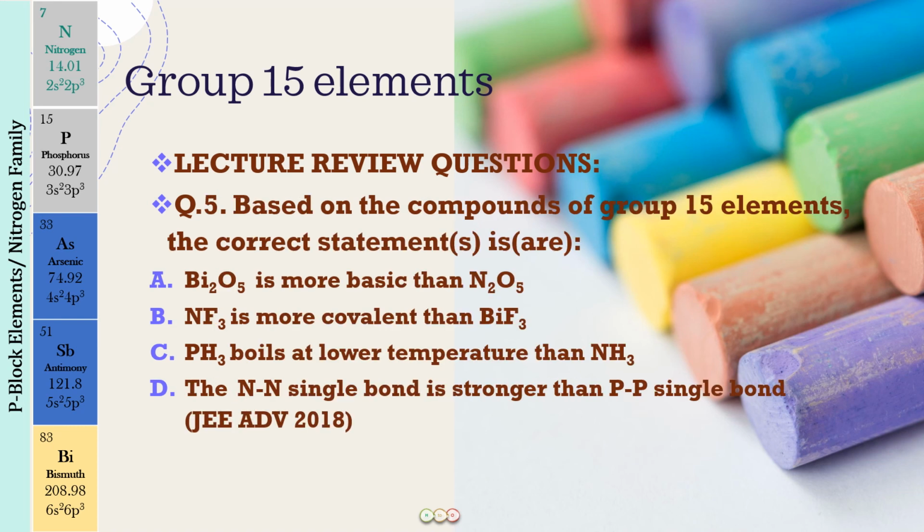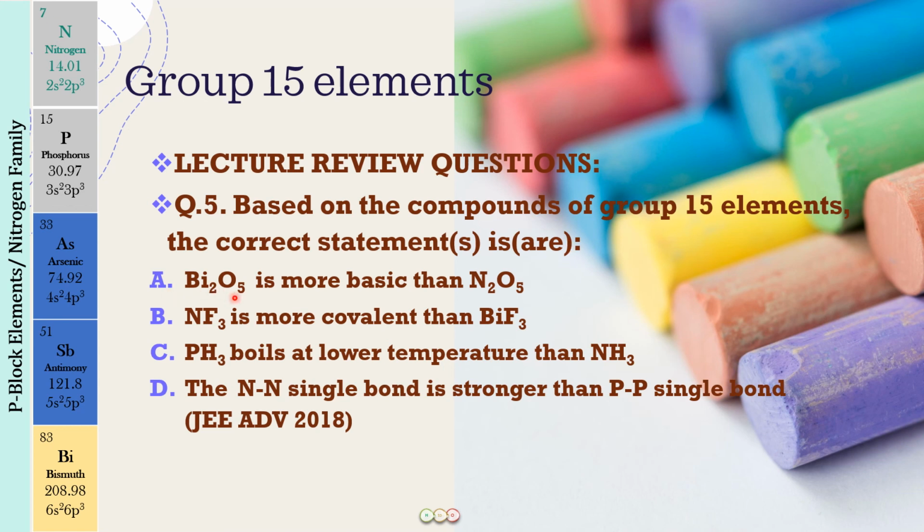Now the last question, this is a JEE Advanced 2018 question. We have not discussed all the 4 choices over here, but we have discussed 2 choices. First, let me read down this question for you. Based on the compounds of group 15 elements, the correct statements are. Okay, so you have to choose more than one correct answer over here.